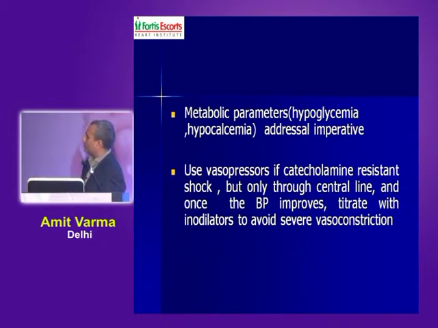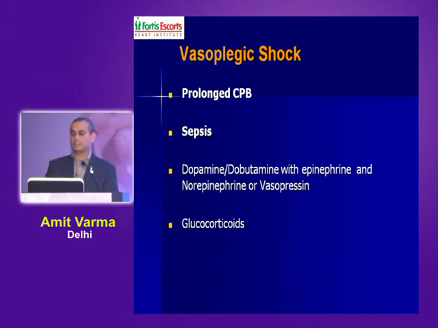We tend to use central lines very, very commonly. I think the bias towards not using a central line, even in units which may not have adequate monitoring, should now be dispensed with. It's very hard to titrate these kind of drugs with peripheral IVs. When you're dealing with vasoplegic shock, this is essentially either due to prolonged cardiopulmonary bypass or sepsis.